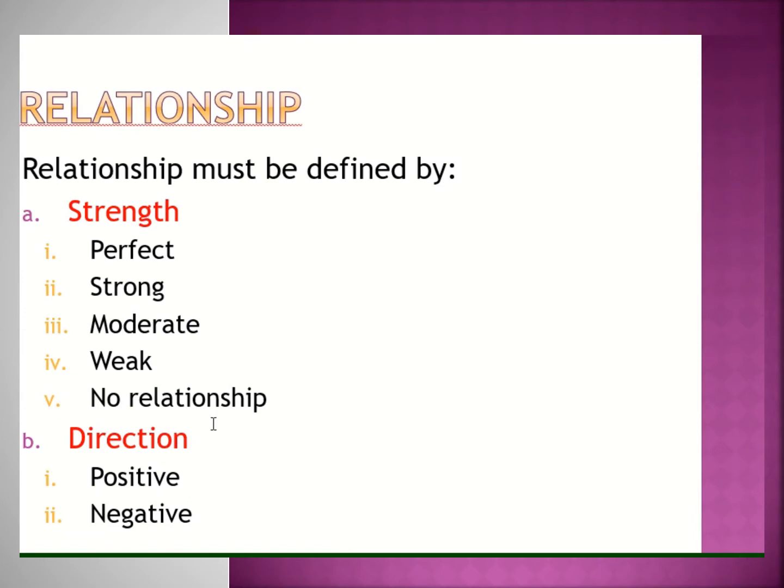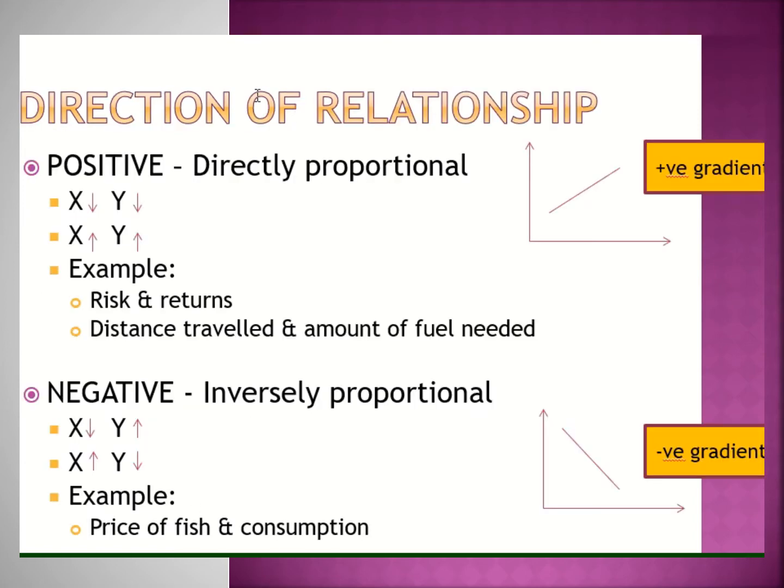Now, for your relationship, there are two ways that you define it, with the strength and with the direction. Strength is how strong it is. You'll only be dealing with these 5 terms: perfect, strong, moderate, weak, and no relationship. So these are quite easy. I will teach you as we go along how you look at it. Direction, there's only 2 directions. One is positive and one is negative. Positive, line goes up, negative, line comes down. You can see it here.